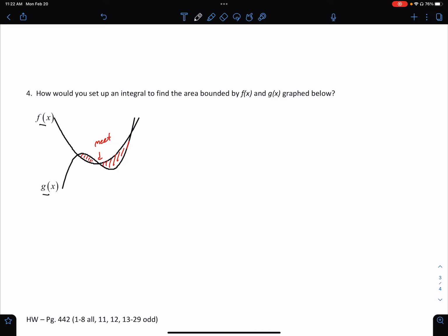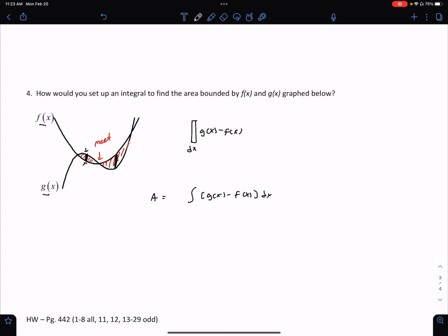If we were to set this up, we'd have to make two rectangles of mathematics. The first rectangle is still dx, but the top function is g of x, so it's g of x minus the bottom, which is f of x. To get the area of that one rectangle, we would have g of x minus f of x dx.